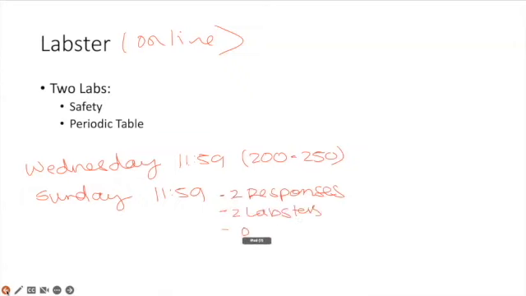Your OWL homework is due. And remember, your OWL homework also includes this knowledge check, which is basically 10 more questions that are similar to OWL concepts.